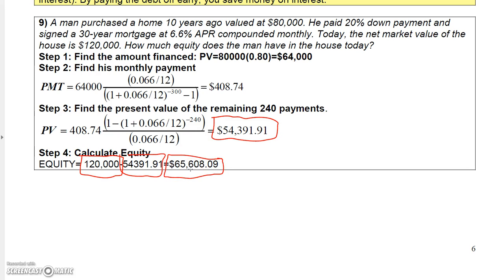Equity is kind of like what you could profit if you sold your home and then paid off the loan. So that's why I wanted to find the payoff here, $54,391.91, so I could figure out what the equity is based on $120,000 market value.